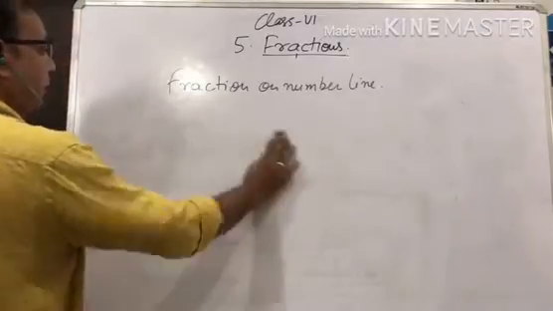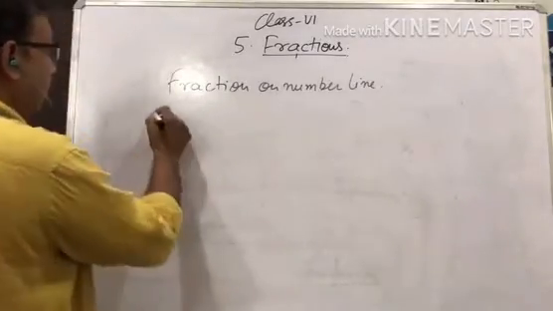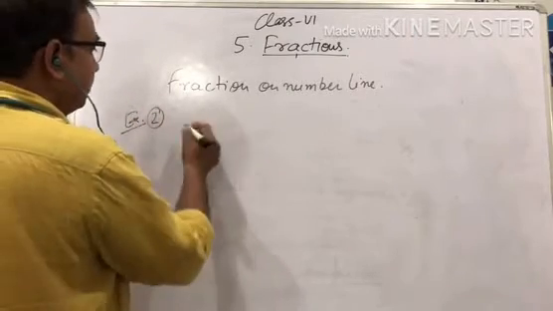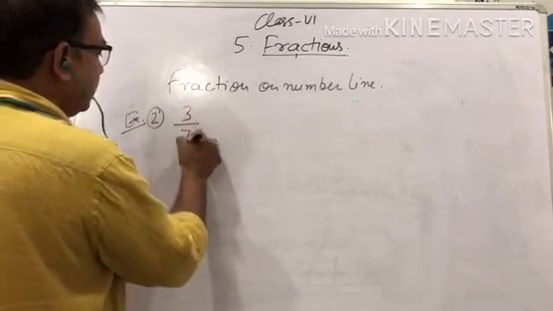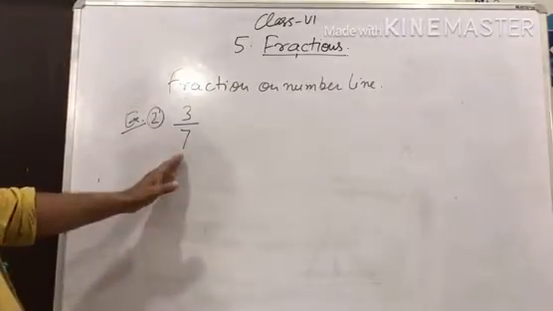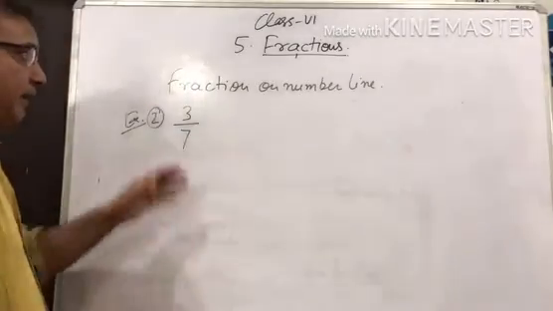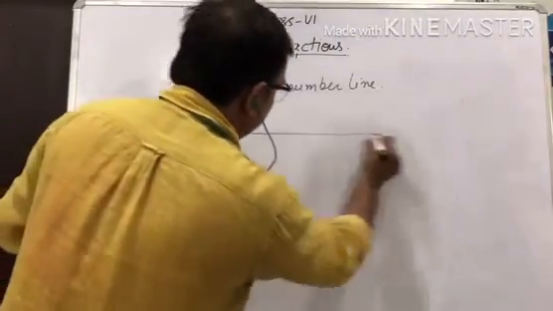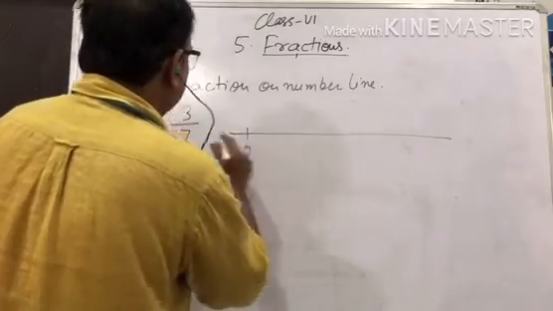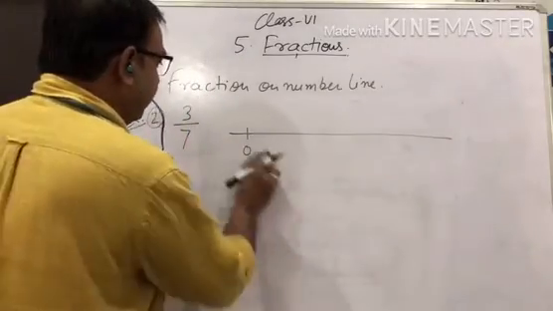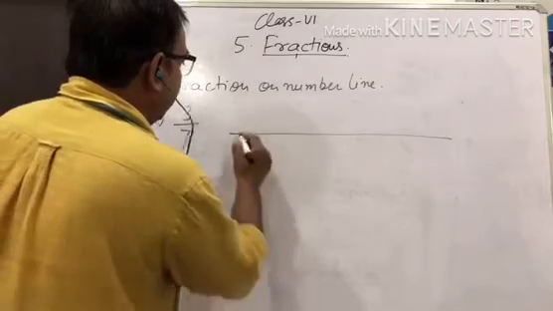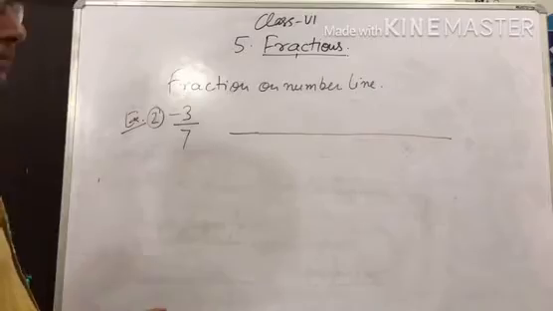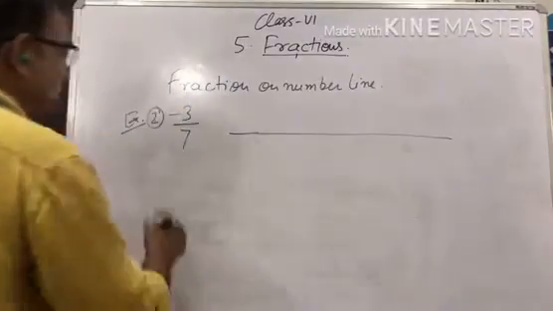This is example number two. Suppose we take the fraction 3 upon 7 and we have to represent it on a number line. Again we draw the line and put 0, because this is a positive number. Okay, leave that positive number. This time I will take a negative number. Suppose I take minus 3 upon 7.